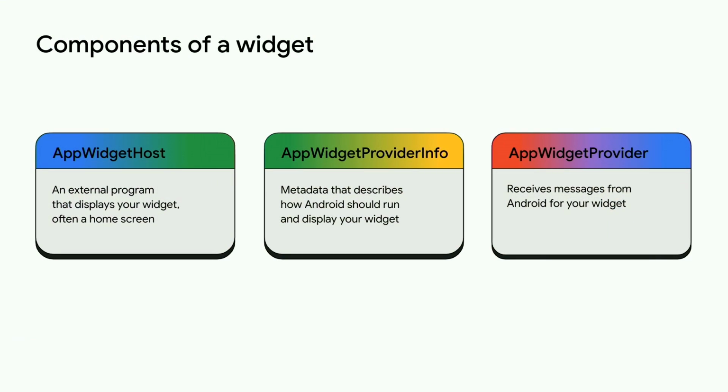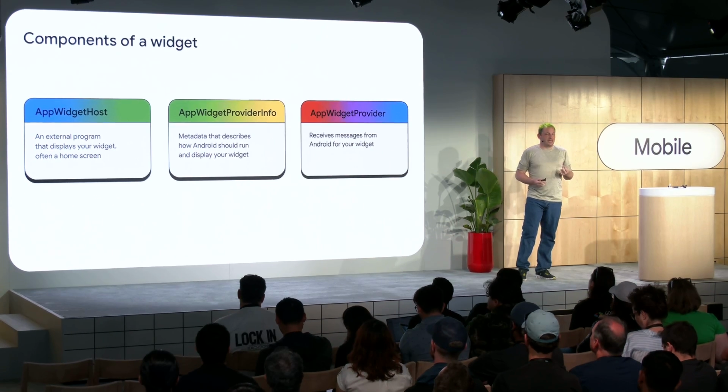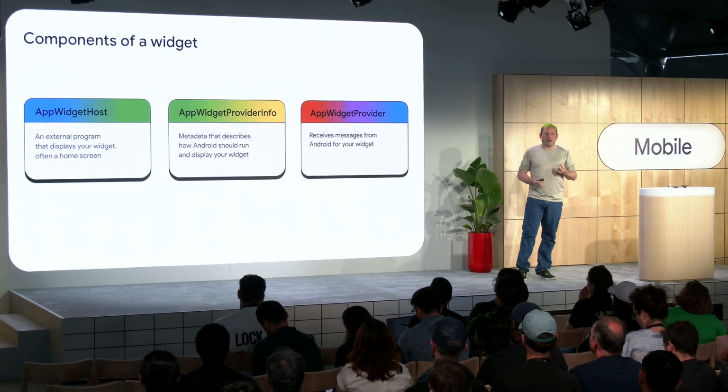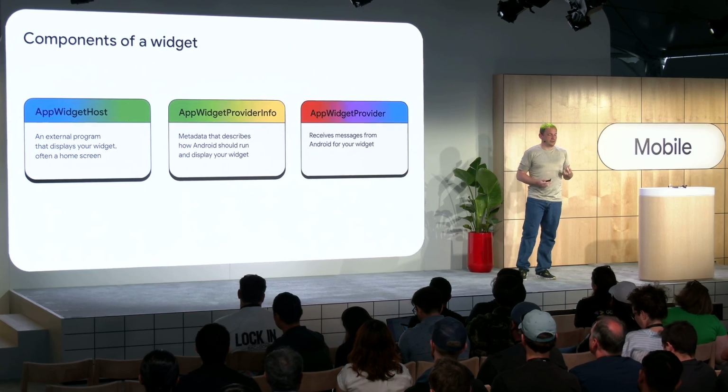Several basic components are used to create app widgets. First, the app widget host is an app that embeds a widget in its UI. This is typically the home screen, but it is not required to be one. There's also the app widget provider info, which describes the widget metadata, such as its layout, size, update frequency, configuration class, and so on. This is an XML file provided to the app widget provider.